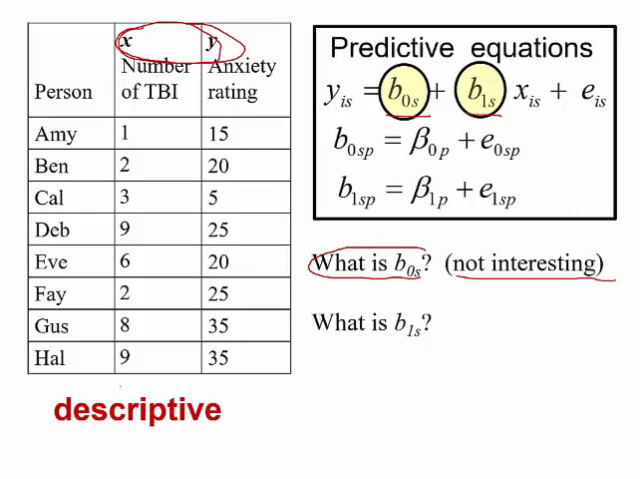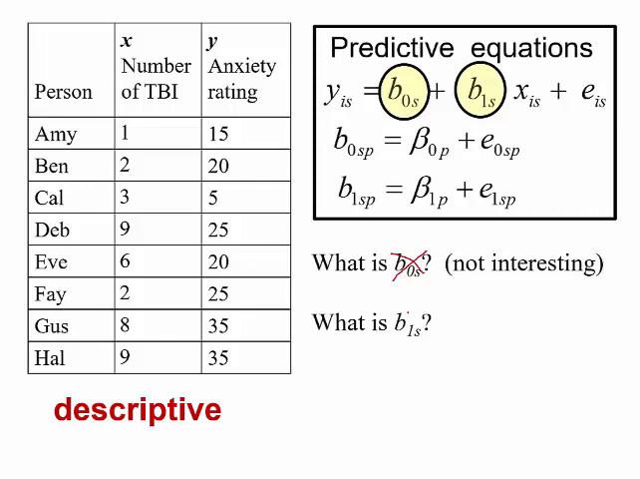If we want to know what's the relationship between traumatic bunny incidents and anxiety rating, we don't really care what the anxiety is when bunny incidence equals 0. That's not really part of our research question. We need it in our equation for everything to work, but it's not a key research question we're trying to figure out. So our intercept is something we usually don't care about. We can talk about what that is, but it's not part of why we're doing our study.